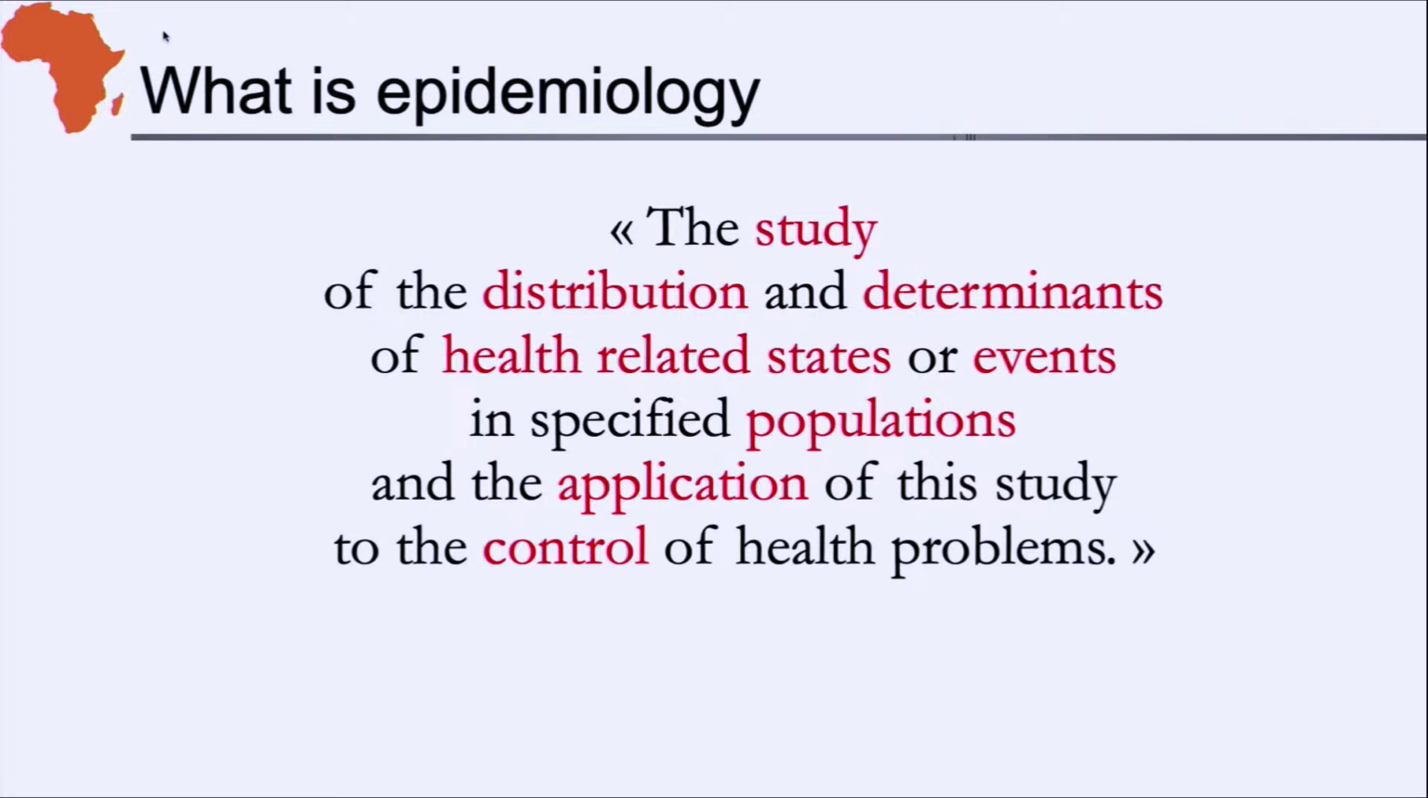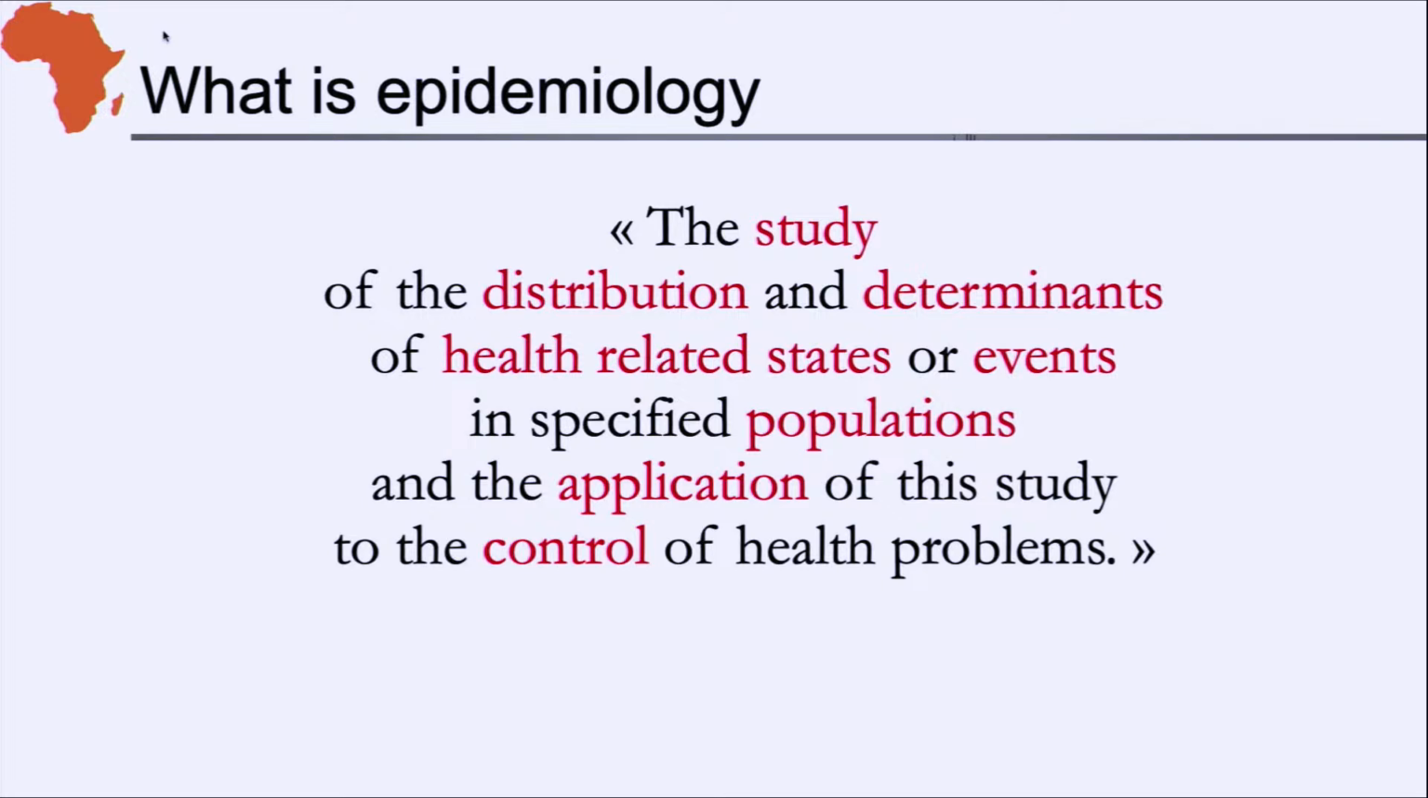Then we talk about determinants. The determinants here are what are the causes of the problem we are discussing. What are the risk factors? In this course, we are going to have many practical sessions to analyze sample data, to identify risk factors and causes of different problems, and see whether that is associated with the outcome. Then we talk about health-related events, which can be in the population, in a hospital setting, or in a village. All those are what we talk about as the population.